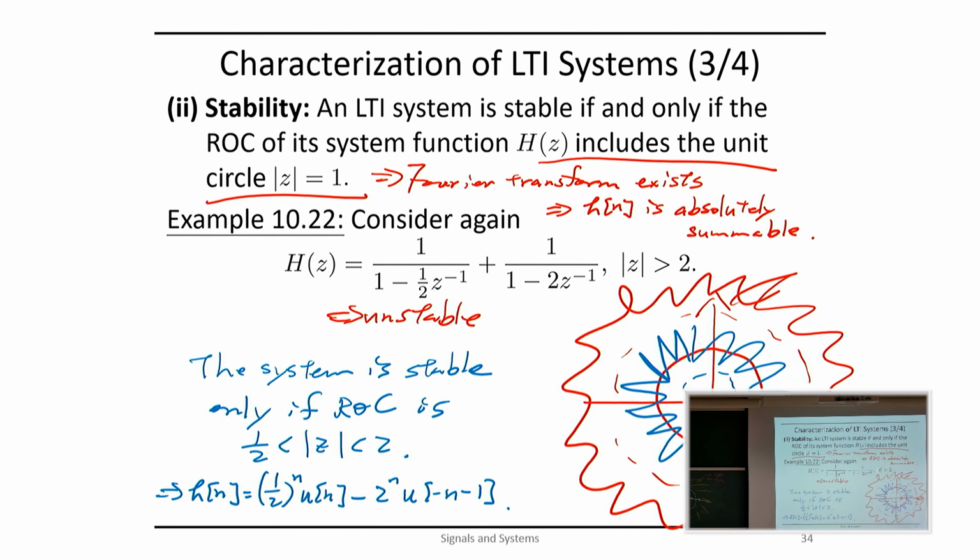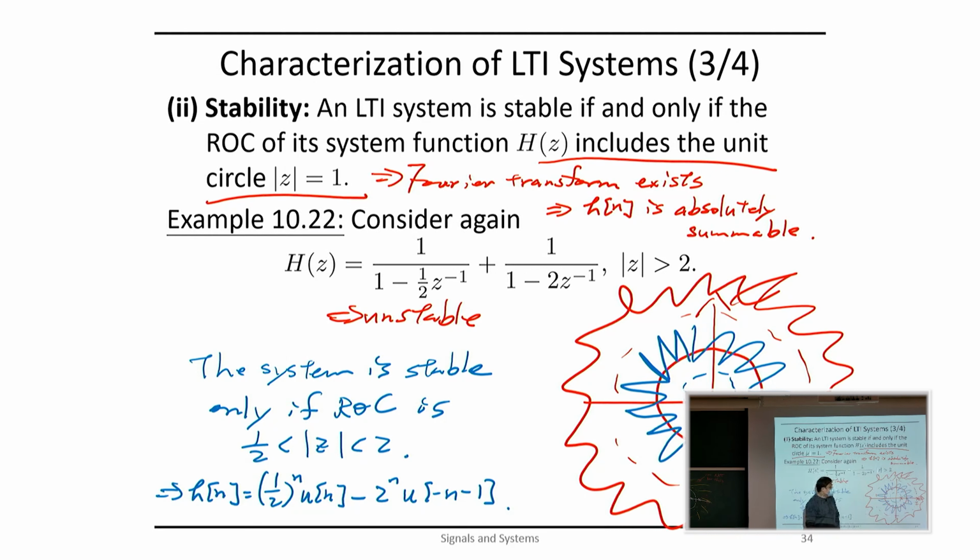So if you recall, in Laplace transform, we mentioned that if you have a rational causal system, then the system is stable only if your poles are in the left half plane, because the region of convergence must be to the right of the rightmost pole. So all of your poles must be on this side of the plane.